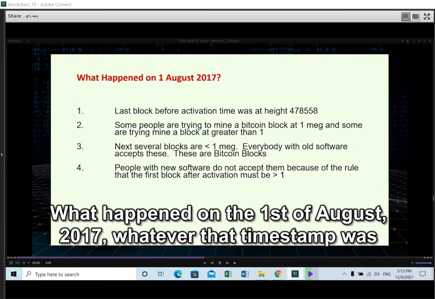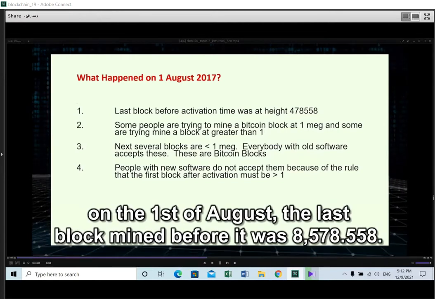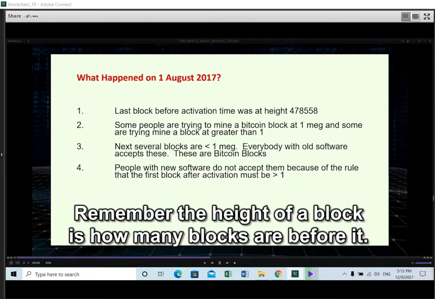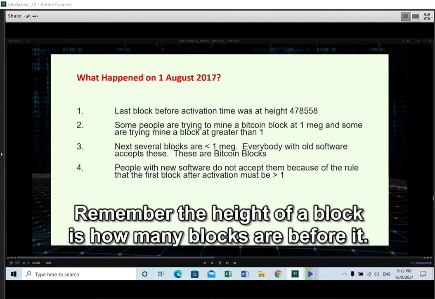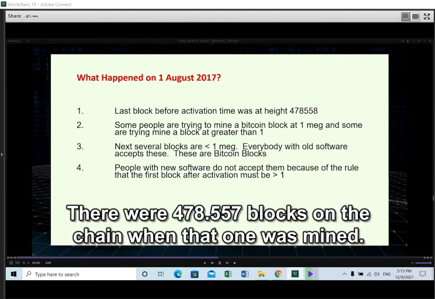Whatever that time stamp was on the 1st of August, the last block mined before it was height 478558. Remember, the height of a block is how many blocks there are before it. So there were 478,557 blocks on the chain when that one was mined.